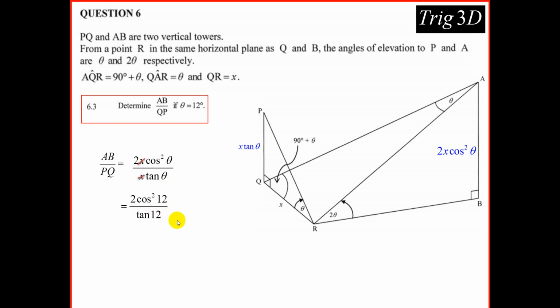Now we can use our calculators. And we should get about 9.00. And that is our answer. Determine AB over QP.